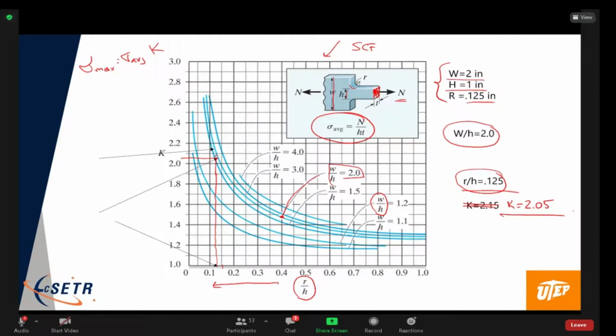It's a very useful concept. It allows you to figure out these stress concentration factors, which can be really significant. Like in the previous example, you saw that we had the stress concentration factor of 2.2. In this case, it's 2.05. So we're actually doubling the stresses, right?